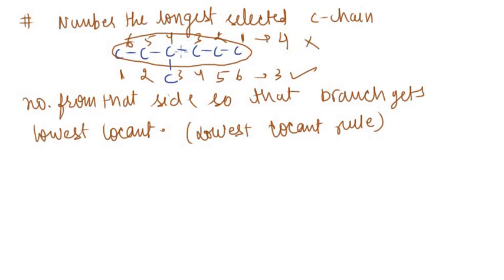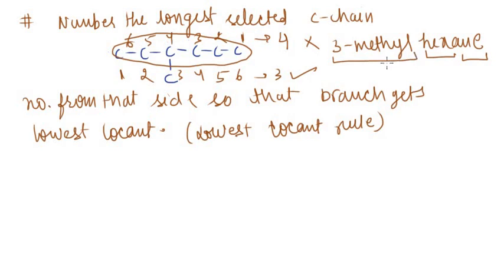So if I give you an example of how we will name it, we will name it 3 methyl hexane. Now hex is the word root. Ane is the primary suffix, and 3 methyl is the substituent, or we call it a prefix. Hex is the word root, and ane is the primary suffix. Right? Now this is the lowest locant rule.